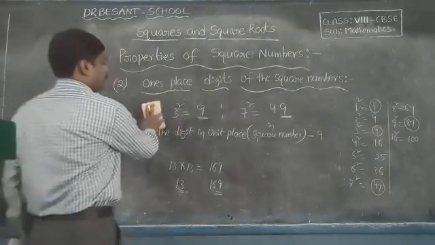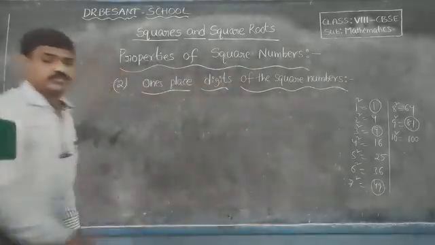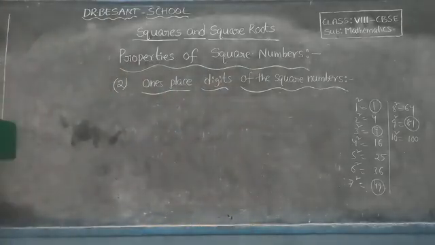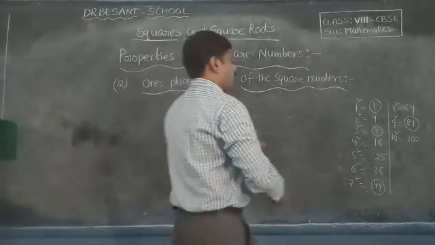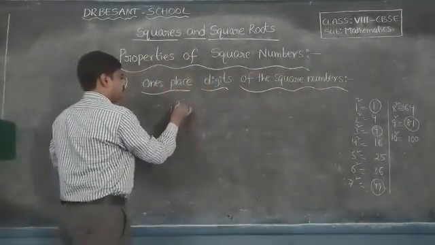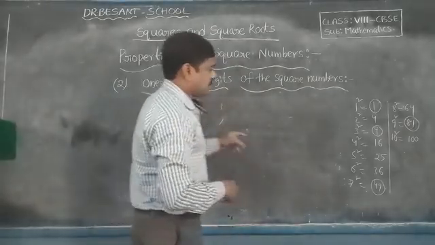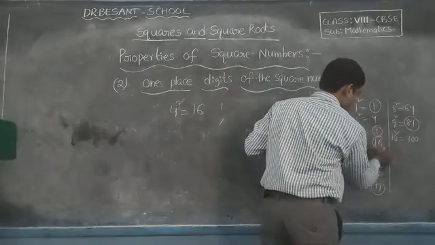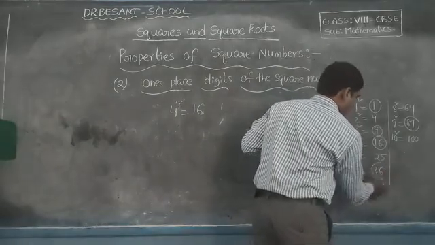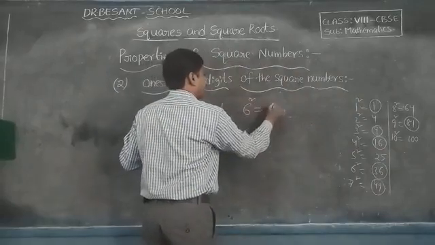Okay, next. Children, observe. 4 square is 16. Next, 6 square is 36.